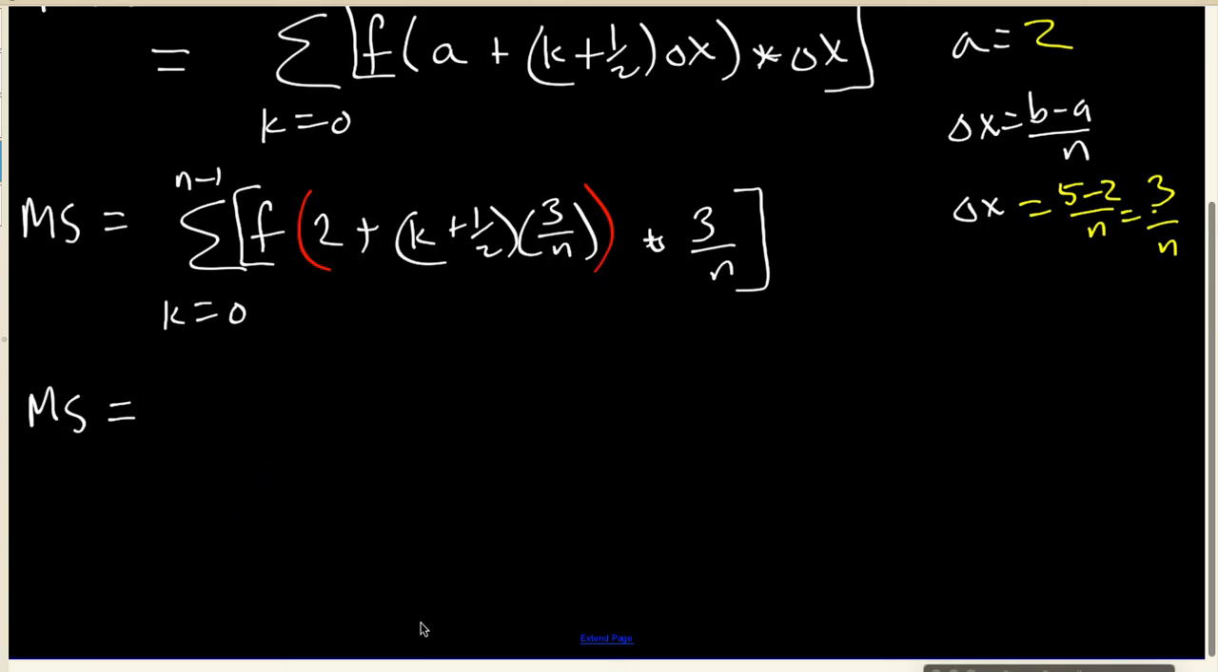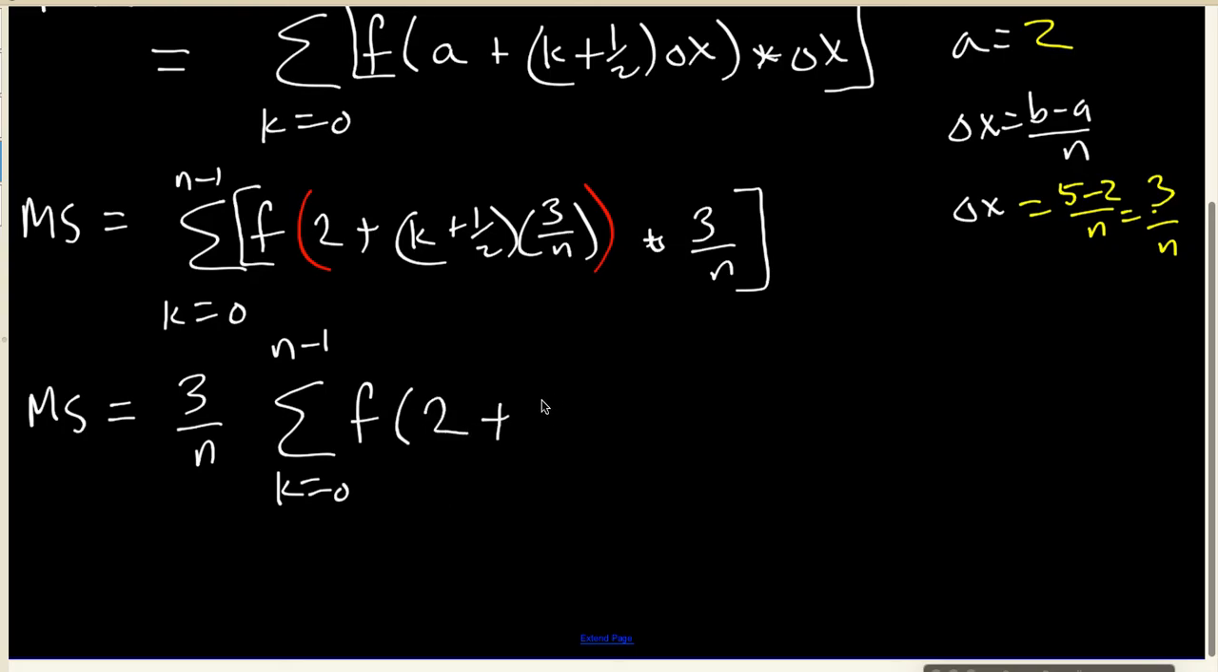So let me write that thing out. We pulled this out, and when we pull it out, we get 3 over n times the sum as k goes from 0 to n minus 1 of f of 2 plus, and I want to clean this up just a little bit.